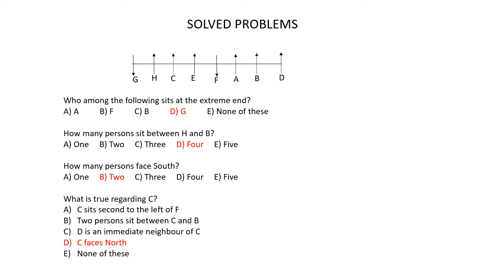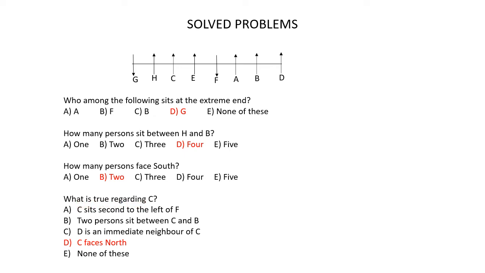How many persons face south? You're given 5 options and you have to find out which of these options is the correct one. So you have to find out how many persons face south. G faces south, F faces south, that's all. So 2 persons face south. So the correct answer is option B, 2.